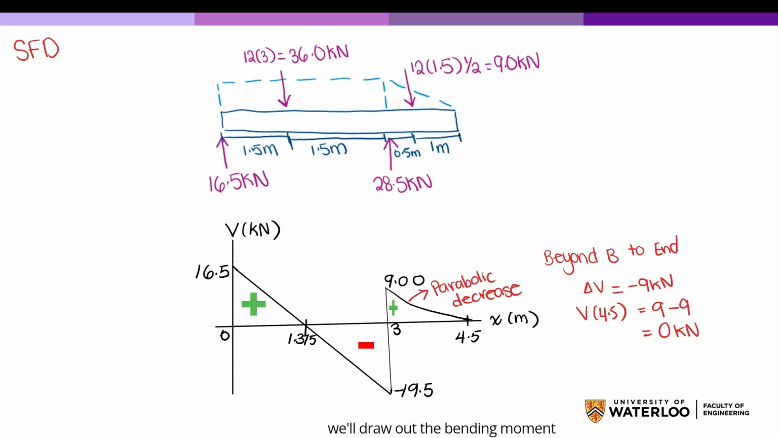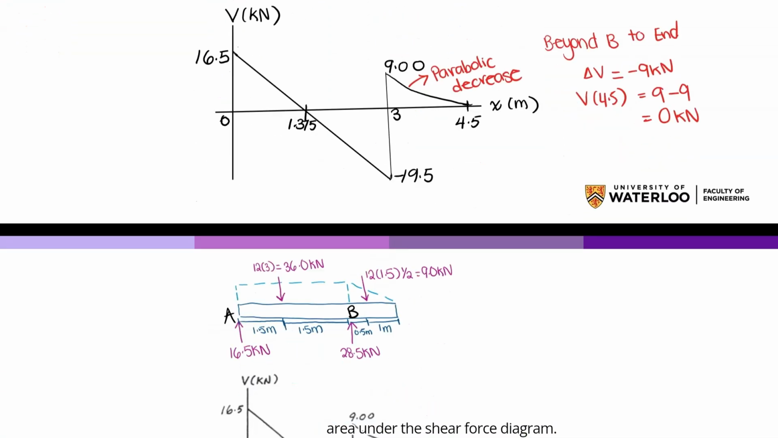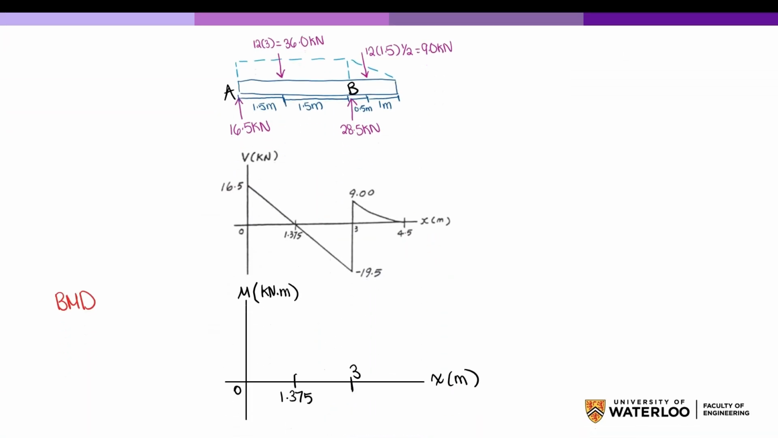So next we'll draw out the bending moment diagram. To get the moment at each section, you integrate the shear force geometrically, which means finding the area under the shear force diagram. So the bending moment at each point is equal to the area under the shear force diagram up to that point. Shear force changes linearly due to the UDL, and the moment changes parabolically, so a second degree curve. So first, when we're at point A, when x is equal to 0, the bending moment is 0.